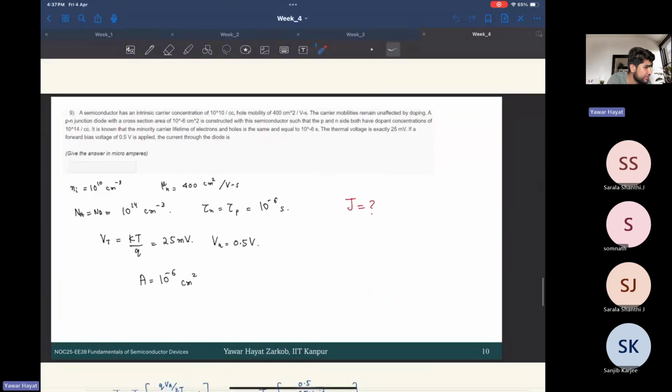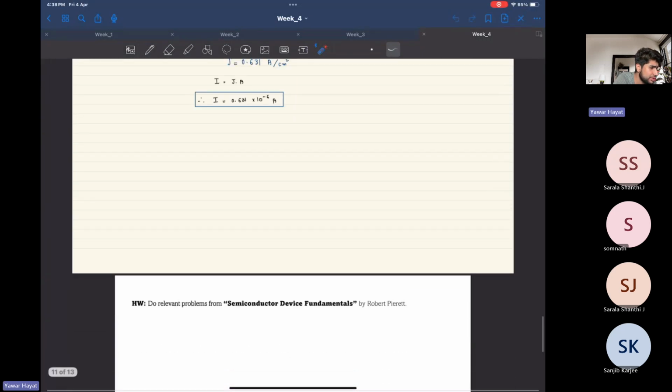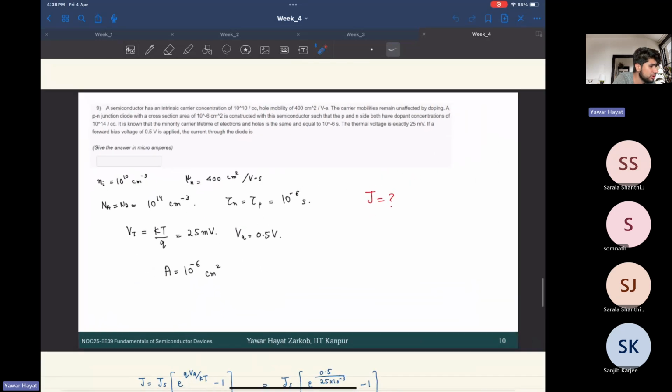And then we have this problem. In this problem, what do we have? Just a second. Okay, this is the last problem for today.